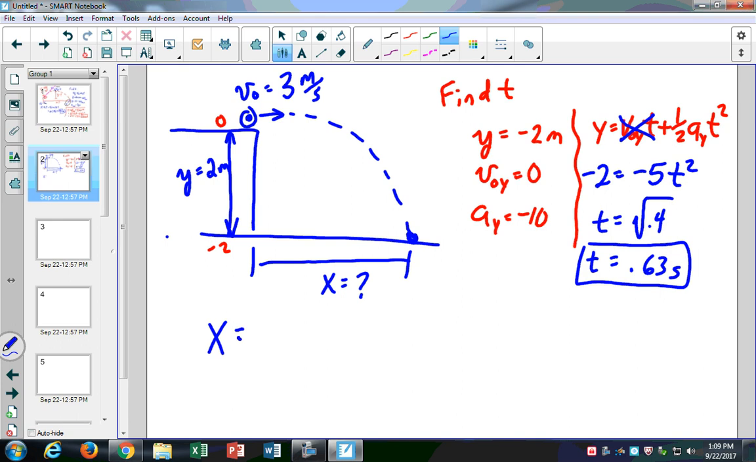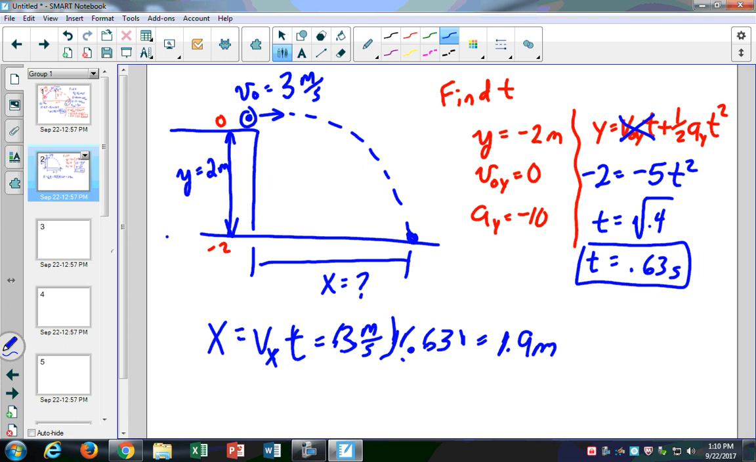All right, so now once we have the time, we want to find x. If you're ever looking for x, it's just vx times t. Right, that's the only way you can find x. Vx here is 3 meters per second, and t is 0.63. So what's that, 1.89? Or whatever, what is it? Let's call it 1.9 meters. All right, so you need to know how to do those two.